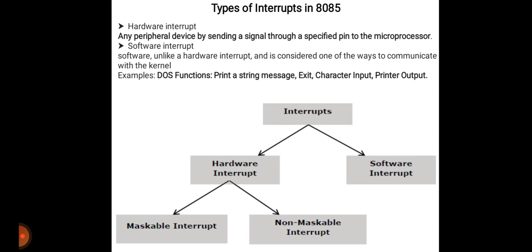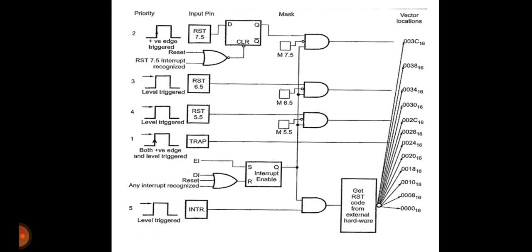Here some interrupts are given. In interrupts there are two main parts, that is hardware interrupt and software interrupt. Again, hardware interrupt is divided into two types, that is maskable interrupt and non-maskable interrupt. This is the diagram of the interrupt structure.